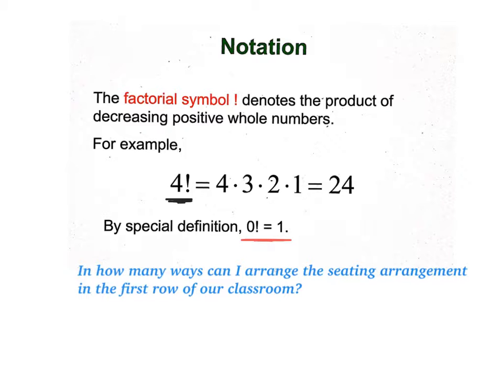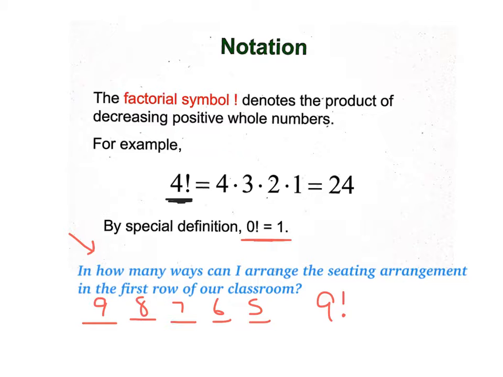In how many ways can I arrange the seating arrangement in the first row of our classroom? Well, it would work like this. The first seat on the far left, there's 9 seats in our front row, so I'd have 9 choices, then 8 for the next seat, then 7 people to choose from, then 6. Do you see what's happening here? Then 5. I would have all these people to choose from. So really, it would be this right here.